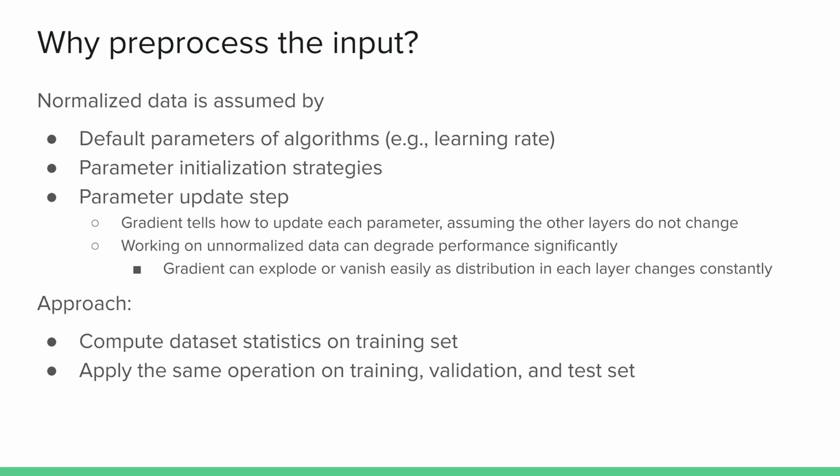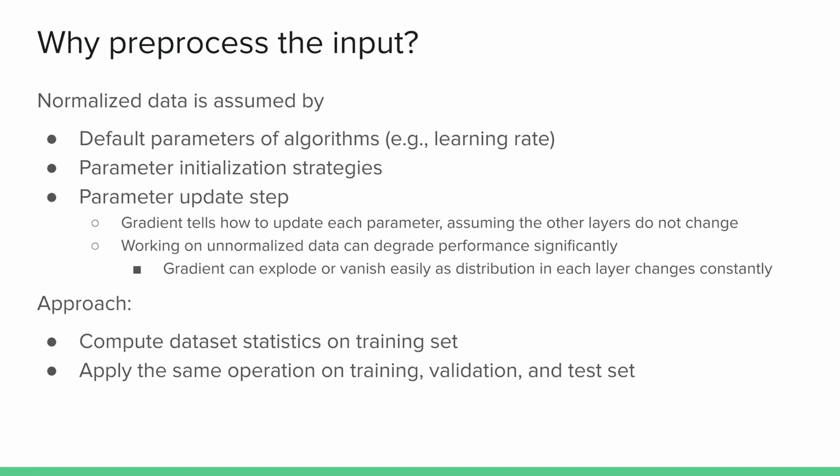neural network. There are many parts of your network that assume normalized data. So input normalization is one major factor that you should definitely consider. For example, some default parameters like the learning rate assume that your data is normalized. Also, the parameter initialization strategies, Xavier initialization or He initialization, they also assume that your data is somehow normalized, so it can kind of make sense how to initialize all those weights in your network. And of course, every parameter update step is relying on this assumption, basically.